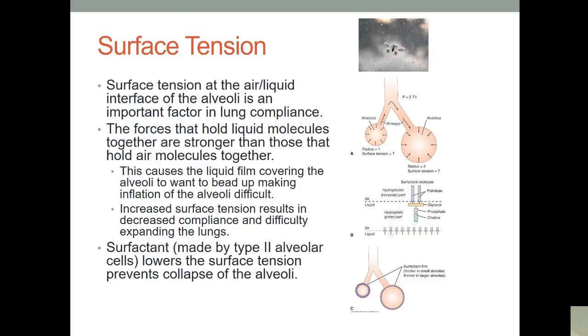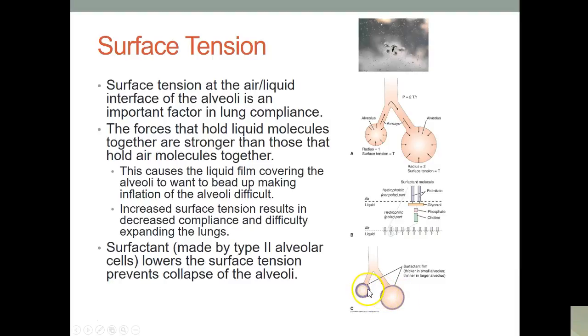Now surfactant is something that we have to overcome that. Surfactant is made by alveolar type 2 cells, and this is a detergent-like substance that reduces the attraction of water for water. It helps spread that film out evenly along the alveoli, and this is going to dramatically decrease the surface tension and prevent the collapse of alveoli. And it allows small and larger alveoli to coexist together.